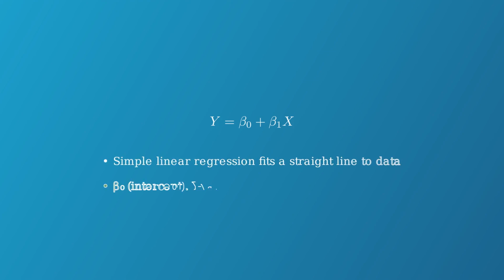To summarize, simple linear regression fits a straight line to our data. The intercept beta 0 represents the y value when x equals 0. The slope beta 1 represents how much y changes when x increases by 1 unit.